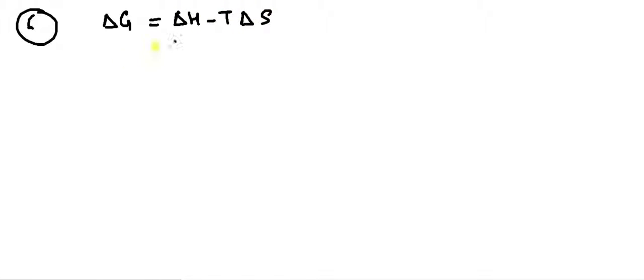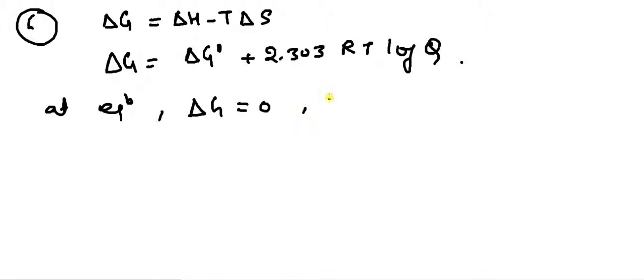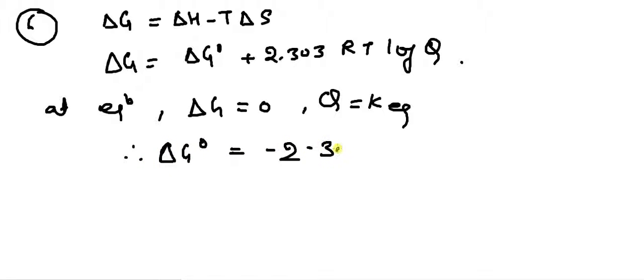Now the sixth point. Sixth point is a collection of formulas. It says delta G is delta H minus T delta S. You should remember this. Delta G is also equal to delta G naught plus 2.303 RT log Q. At equilibrium, delta G is always 0. So Q is equal to K equilibrium, which implies that delta G naught will be equal to minus 2.303 RT log K.